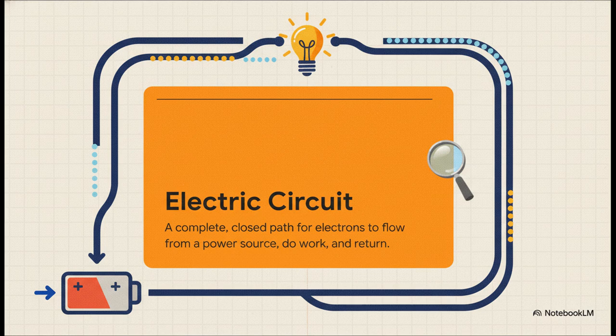Now, to get those electrons to do something useful, we need to build them a racetrack. We call this an electric circuit. It's just a complete, closed loop that lets the electrons flow from a power source, like a battery, go through something to do work, like lighting up a bulb, and then travel all the way back to where they started.